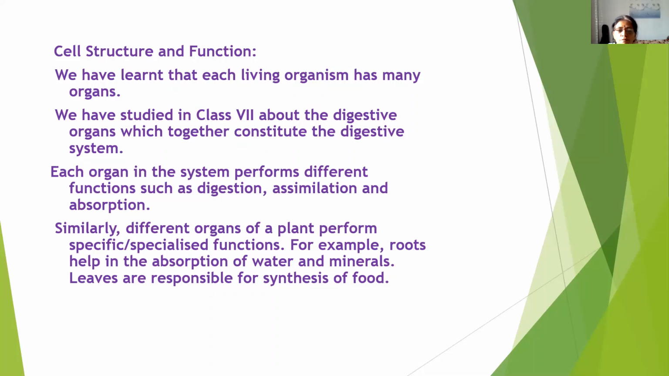And in the same way, in plants also, different organs perform specific or specialized functions. For example, what is the function of roots in a plant? It helps in the absorption of water and minerals from the soil. And what is the function of leaves in a plant? Leaves are responsible for synthesis of food. The same way in animals also, different organs perform different functions, that is, each performs its specific function.